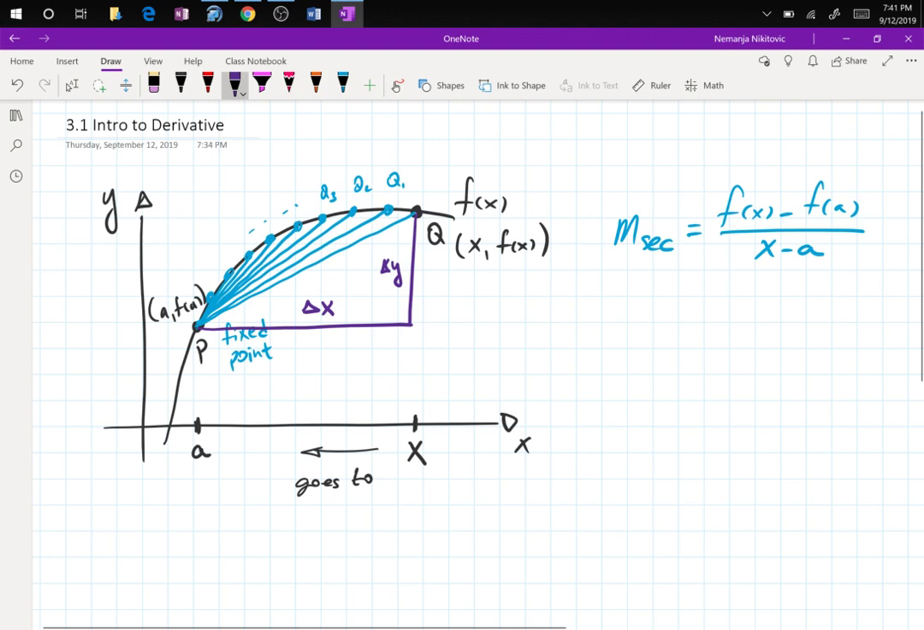So now I can measure that change by dividing your delta y, which is change in y, by delta x. That's what the slope of the line is.